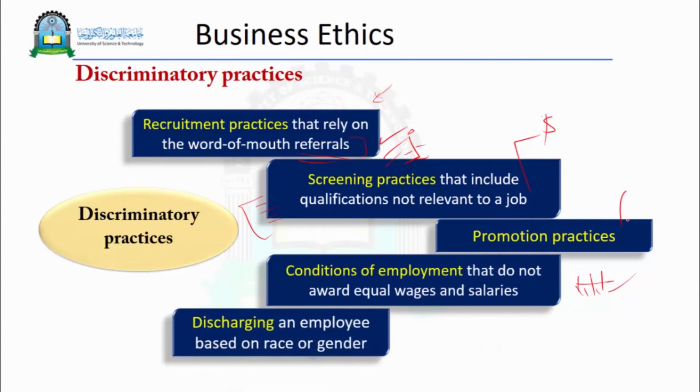Finally, discharging an employee based on race or gender. This is another issue that a company may not really want to do. Some companies may have to discharge some of their employees, to lay off part of the employees, maybe because of a financial crisis, or the company is no longer able to sell more products, or economic recession. So whatever the reason why companies discharge employees, it should be based on real and solid reasons, other than race, gender, or any other non-relevant job features.